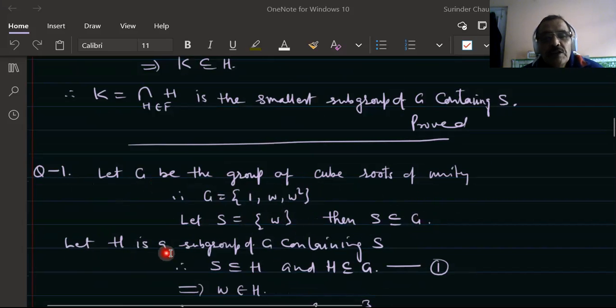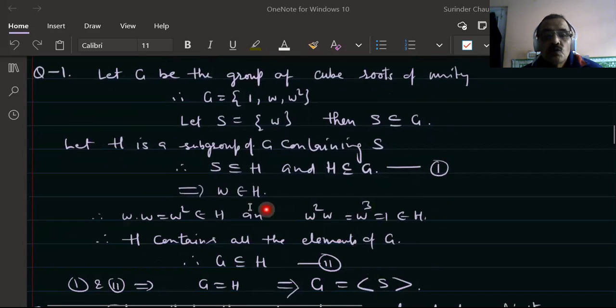Let H be a subgroup of G containing S. Suppose H is any subgroup of G containing S. This implies S is a subset of H, and H is a subset of G. So if S is a subset of G, then omega also belongs to H.